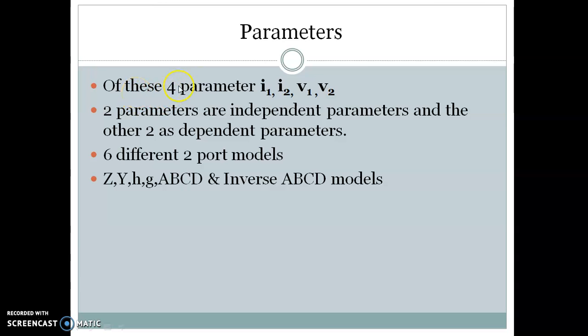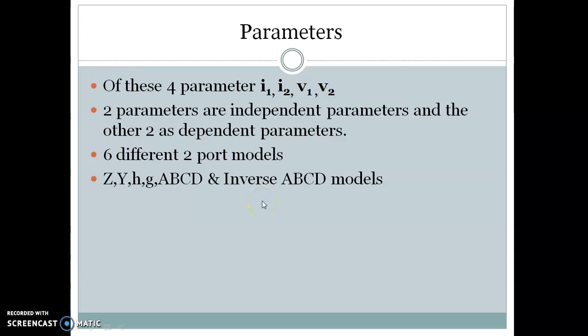Of these four parameters, I1, I2, V1 and V2, we will take two as independent parameters. They are not going to depend on the network; we consider them as independent parameters. Then the other two will become dependent parameters. If we make combinations of the four parameters, keeping two as independent and two as dependent, we can form 6 different two-port network models. They are the Z parameter model, Y parameter model, H parameter model, G parameter model, ABCD parameter model and inverse ABCD parameter model.